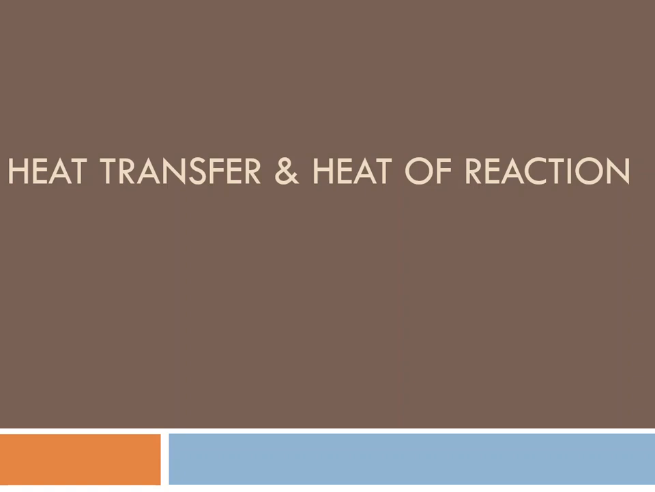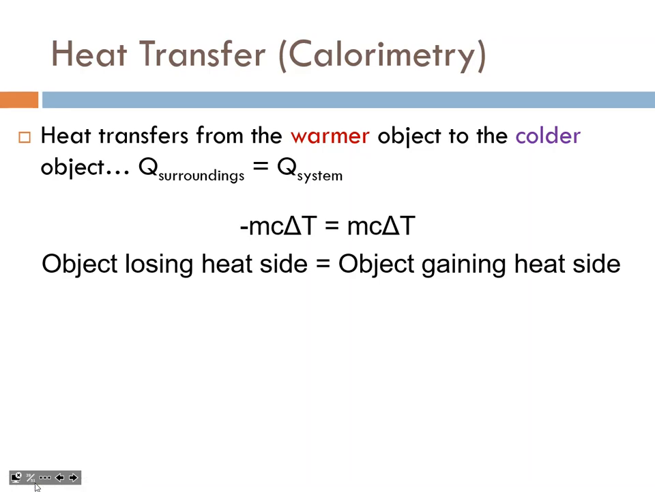So we're looking at heat transfer and heat of reaction in this section of the notes. I believe we started this problem last time, so we're going to continue on with it. But just reviewing, heat transfers from the warmer object to the colder object. So the object losing heat is going to be the negative side, and the object gaining heat will be the positive side.